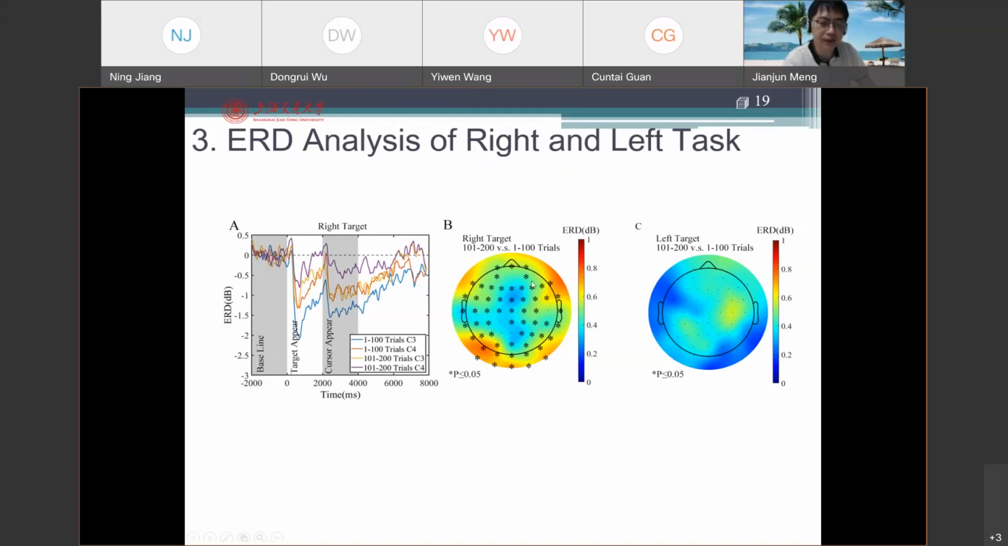Also, the topography map of variation and statistical analysis results are shown in this figure B. It also proves that compared with the first 100 trials, the ERD of the later 100 trials, that means from 101 to 200 trials, decreased on both sides for the task of right-hand target. However, in the control task of the left target, we didn't find any significant ERD change.